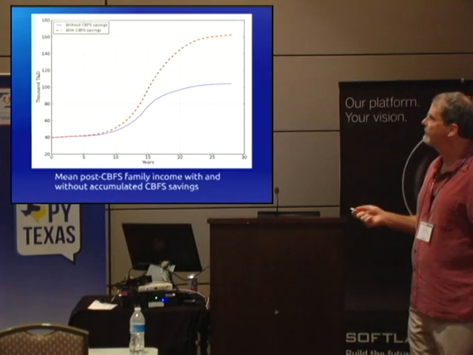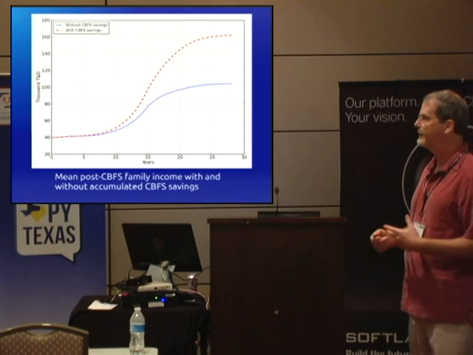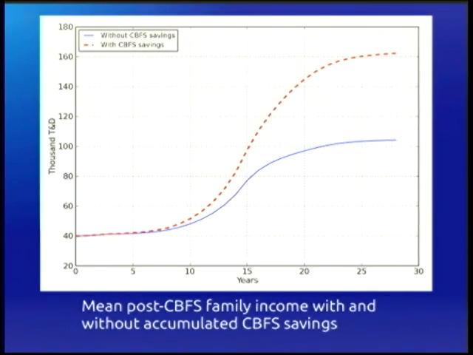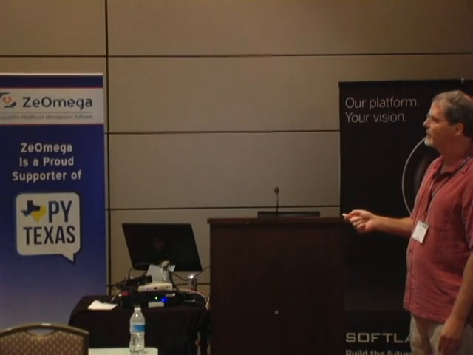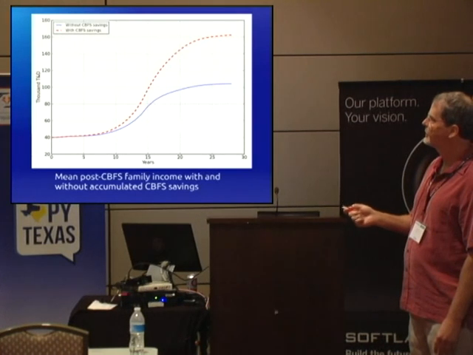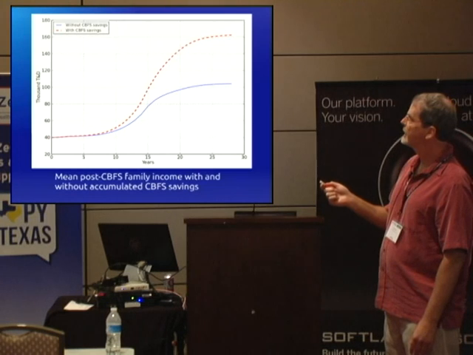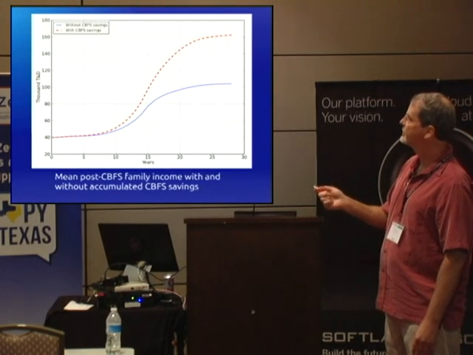So this is the mean family income for members. This is post-CBFS income, so it's like take-home income after CBFS contributions have been made. It starts at about $40,000 for the two-person household, slowly rises, and then starts to rise very quickly right around year 15. Oh, excuse me, I'm on the wrong line here. I'm meant to be pointing at this blue line.